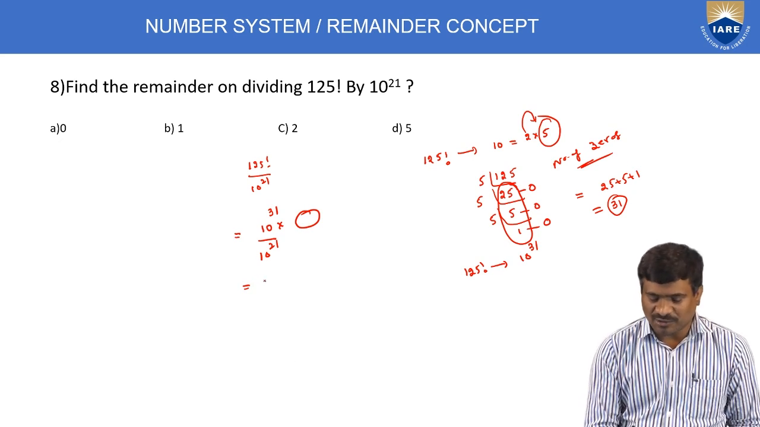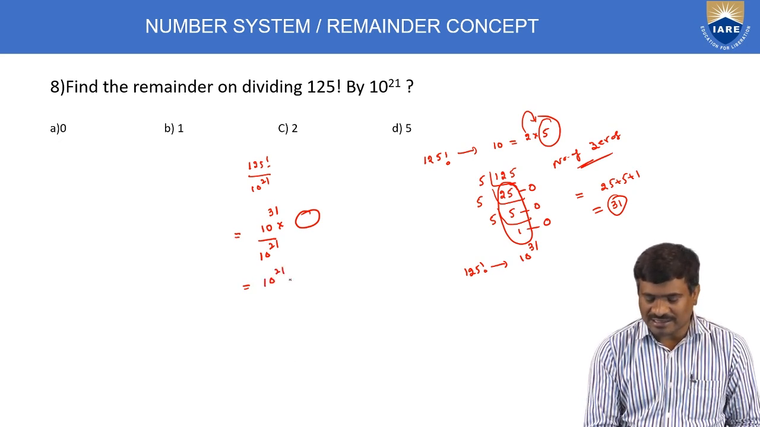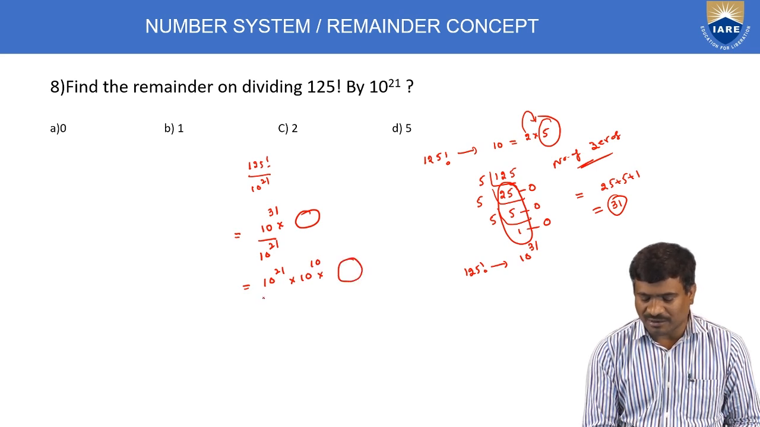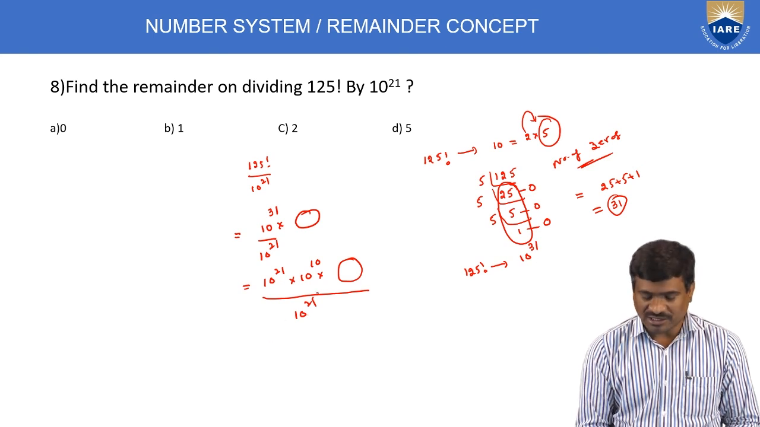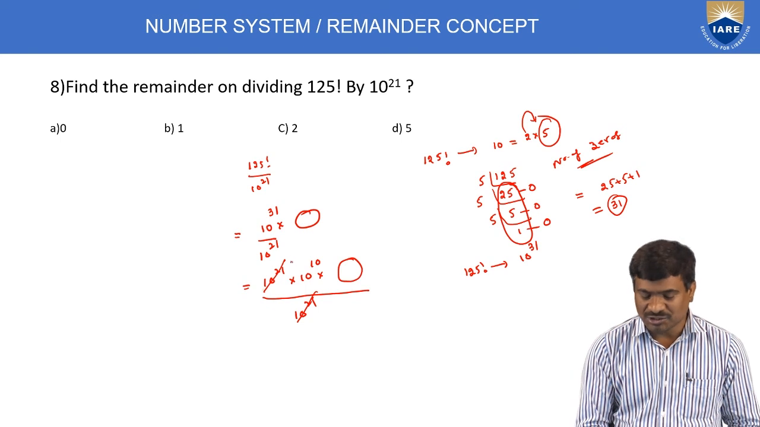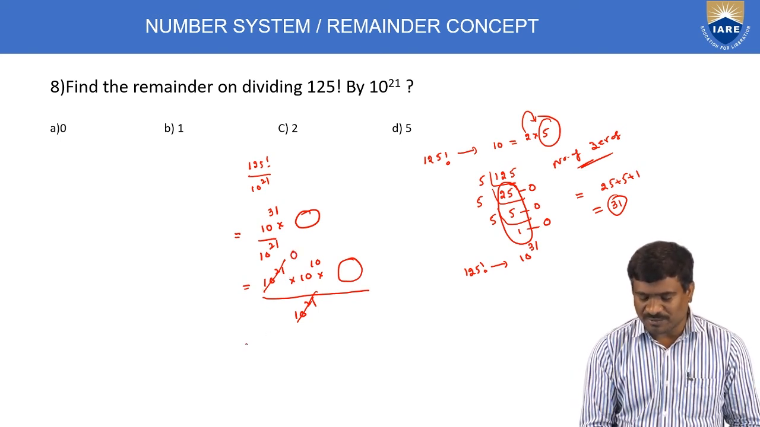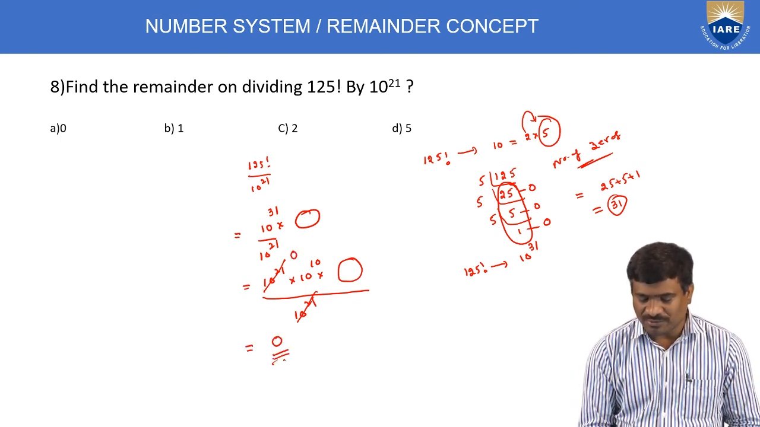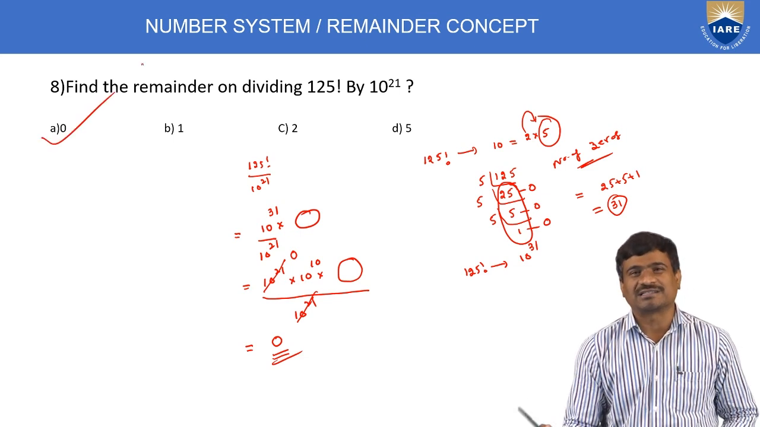Here next, 10 to the power of 31 is also written as 10 to the power of 21 into 10 to the power of 10 into some number, divisible by 10 to the power of 21. Here 10 to the power of 21 divided by 10 to the power of 21 is exactly divisible, 0 remainder. 0 into some number is 0, then answer option A is the only correct one.